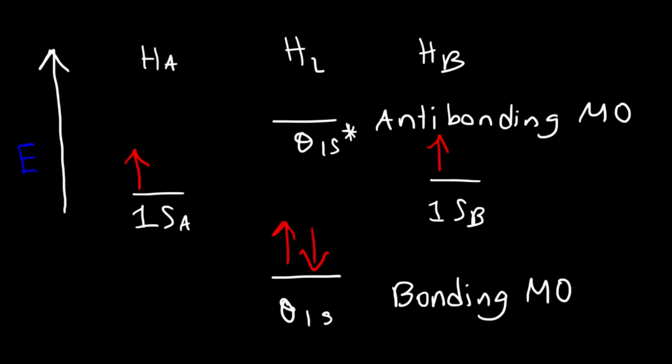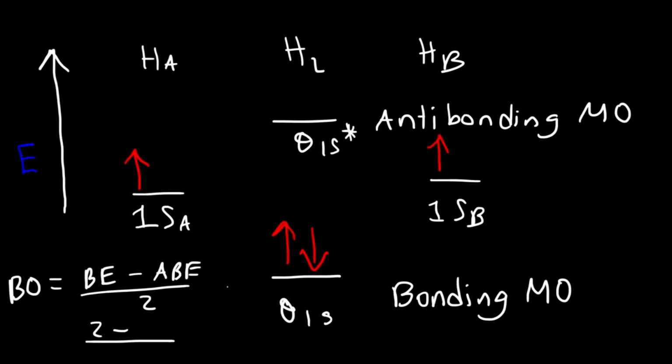Now the next thing that you need to be able to do is calculate the bond order of the H2 molecule. To calculate the bond order, I'm going to write BO for bond order. It's equal to the number of bonding electrons minus the number of antibonding electrons, divided by 2. This is the bonding molecular orbital, so there are two bonding electrons. This is the antibonding molecular orbital, so there are 0 antibonding electrons. So 2 divided by 2 is 1. The bond order of H2 is 1.